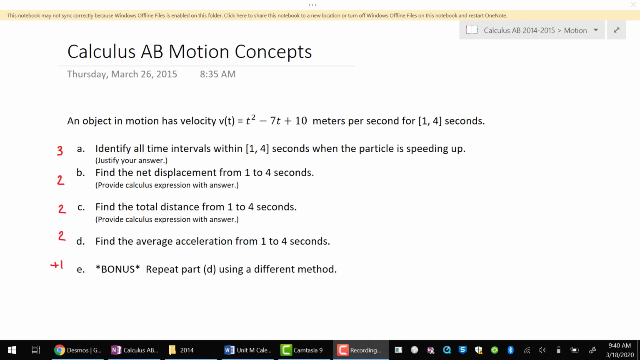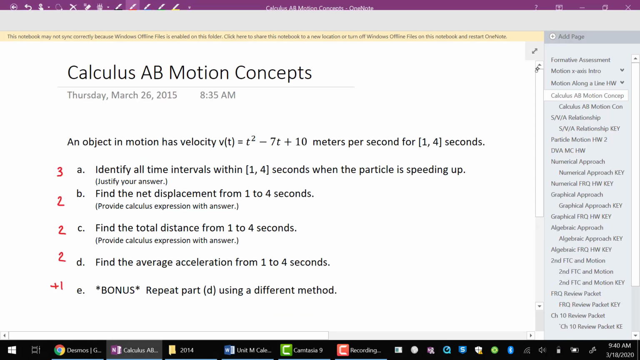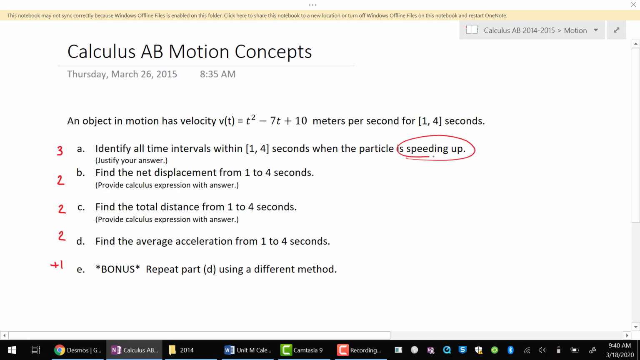Find the time intervals when the particle is speeding up. So remember that a particle is speeding up whenever the velocity and the acceleration have the same sign, so whenever they're both positive or when they're both negative. And remember that acceleration is the derivative of velocity, so graphically we can think of that as the slope of velocity.